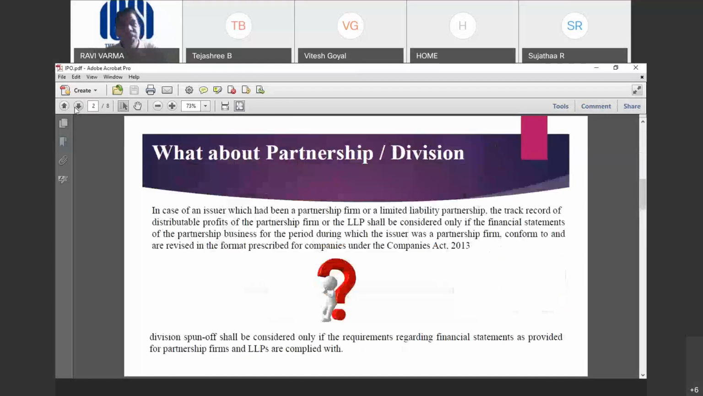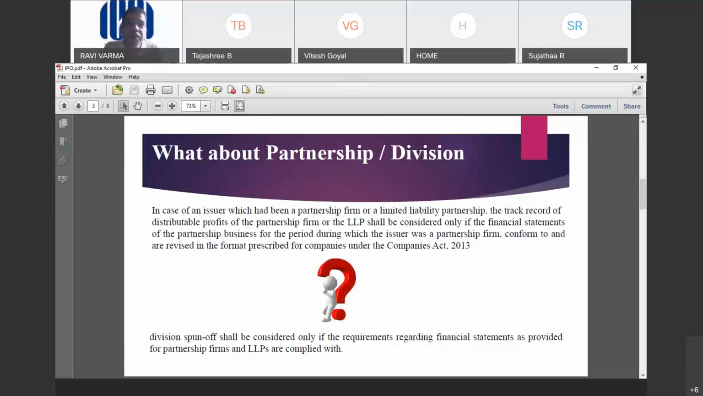to come out with their IPO. Now the question comes, sir, what about the partnership firm, etc.? For example, the net tangible asset, profit, net worth, whatever you have shared is of a company. But say for example my partnership firm has converted into a company recently, or the company has turned a division into a separate entity. So how will I calculate, will it become very challenging?